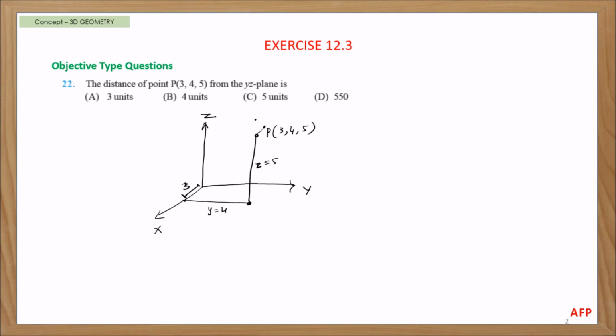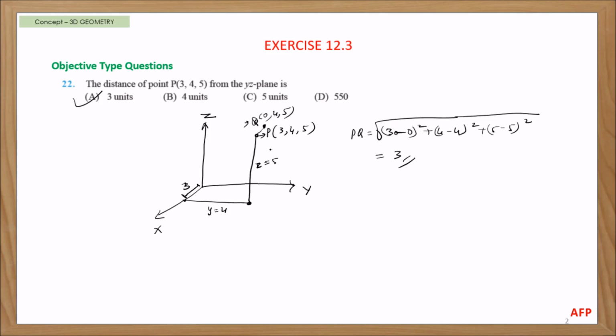Here the X ordinate will be 0, and the Y ordinate and Z ordinate will be the same at point Q. So the distance between point P and point Q, PQ, is equal to the square root of (0 minus 3) whole squared plus (4 minus 4) whole squared plus (5 minus 5) whole squared. So it is nothing but 3 is the answer. 3 is the first, A is the option.